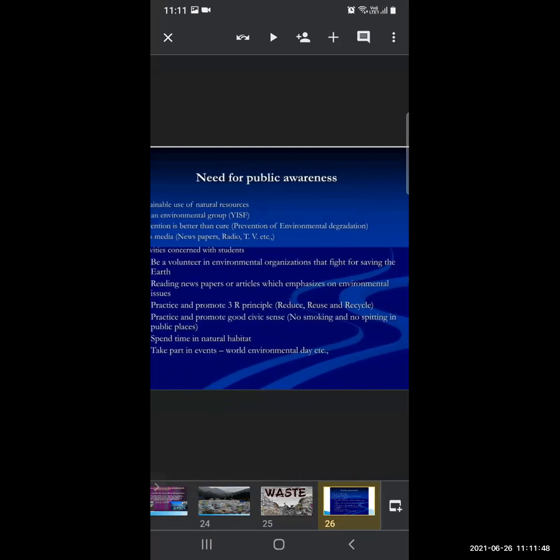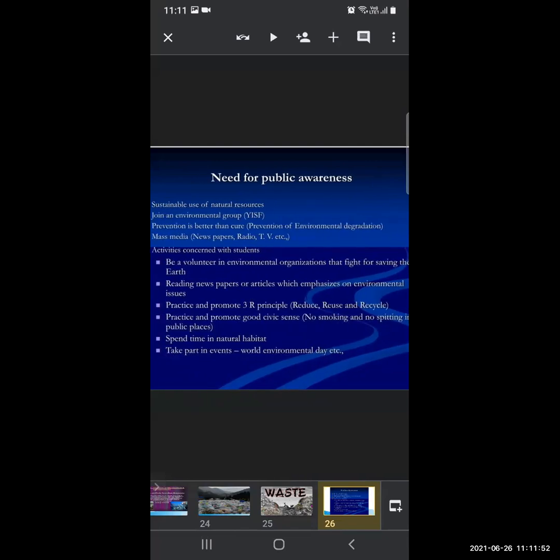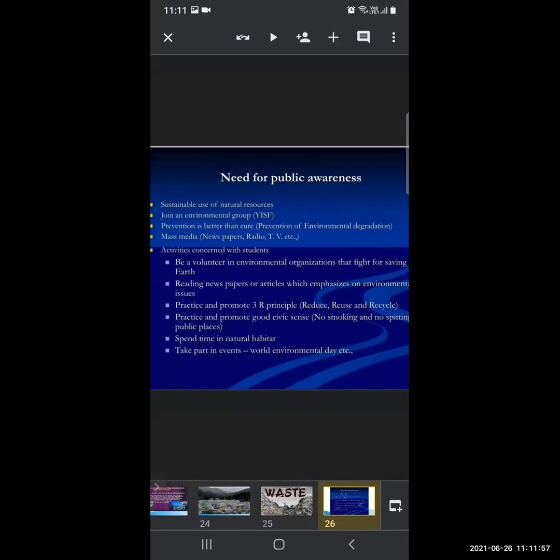This is to be strictly followed by each and every citizen of India. No spitting in public places. Spend time in a natural habitat. Take part in events, work. World Environment Day is celebrated on 5th of June every year.